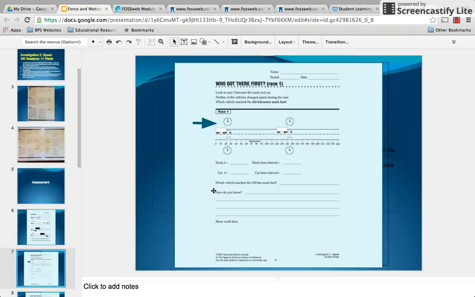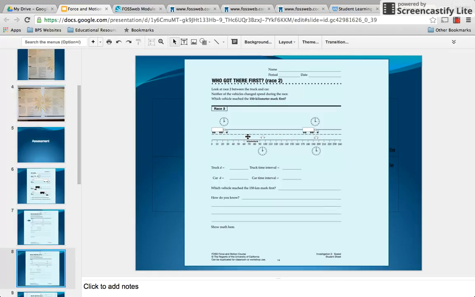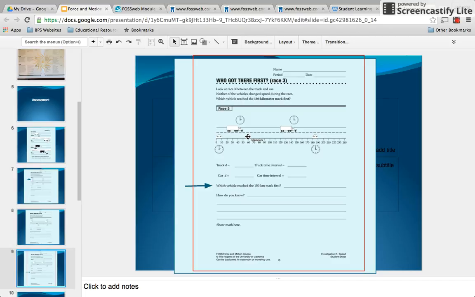So this idea is if 2 vehicles start together and they go the same distance, they've arrived at the final position together. In race 2, the main idea is that if they go different distances in the same amount of time, the one that goes further is going faster. And then the last one is if vehicles travel for different amounts of time, you need to find out how far they both go in 1 hour.